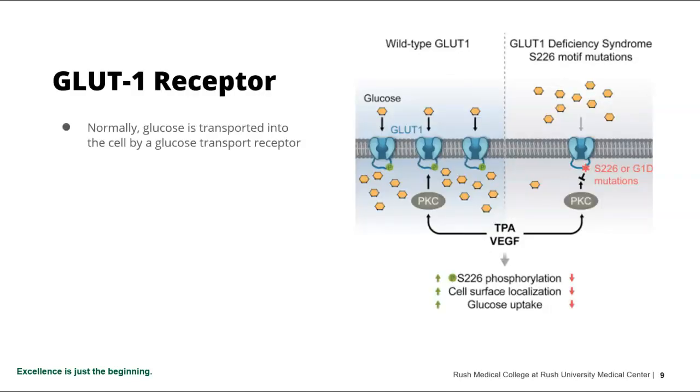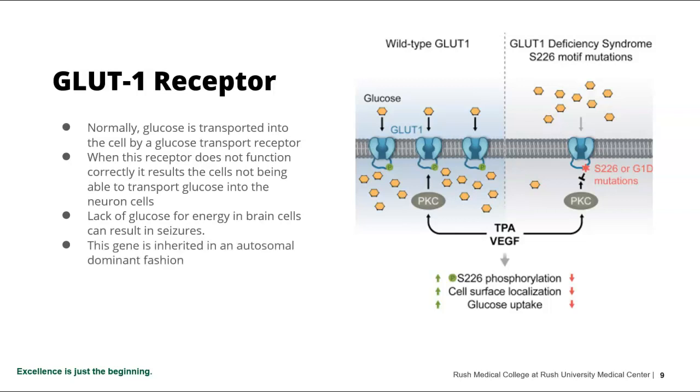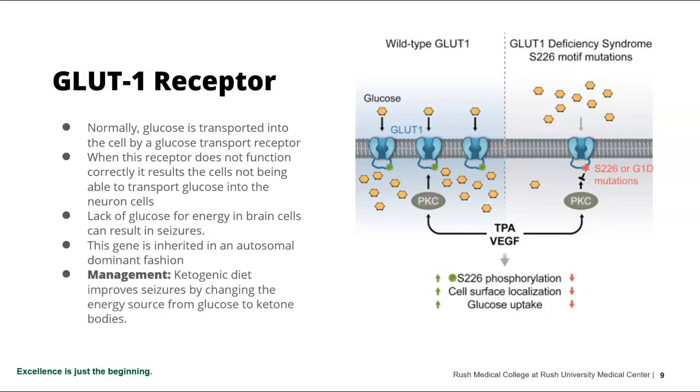Normally, glucose is transported into the cell through glucose transporters. When this receptor does not function correctly, the cell cannot transport glucose into the cell. So even though it's normal on the outside, you can't get it on the inside. The lack of glucose for energy in the brain cells results in seizures. So the cells love glucose the most. These genes are inherited in an autosomal dominant fashion. Only one copy of the gene and you can have these features.